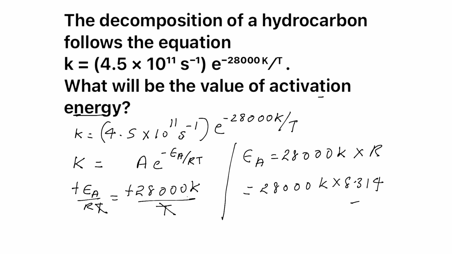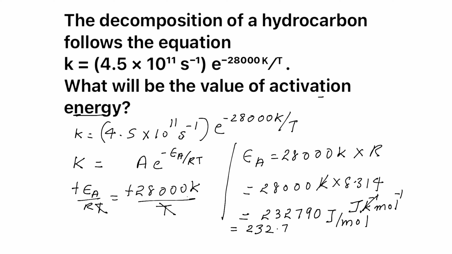Now what is the unit? Joule Kelvin inverse mole inverse. Now this Kelvin inverse and Kelvin get cancelled. Okay. So on calculating, what you will get? 232.790 joule per mole. Okay, and if you want the kilojoule answer, divide this by 1000. So what you will get? 232.790 kilojoule per mole. Okay, right?